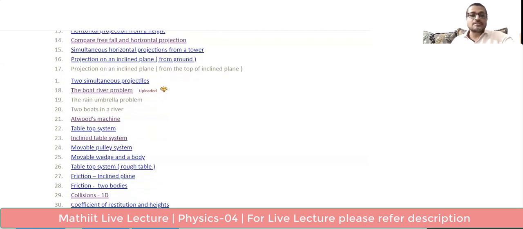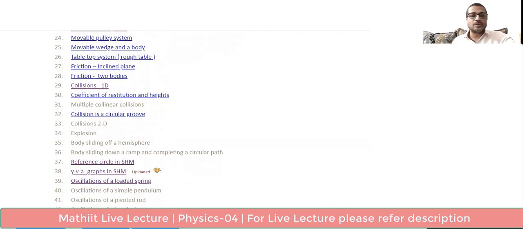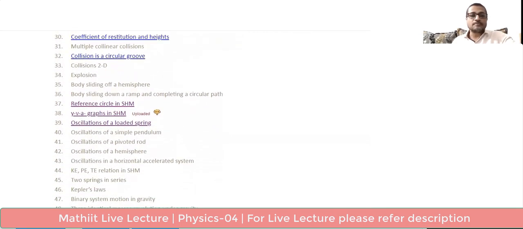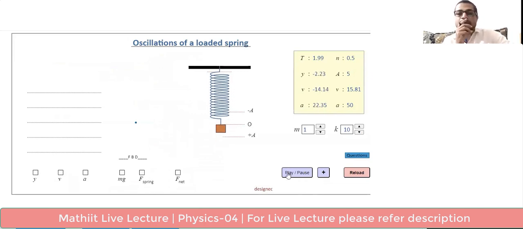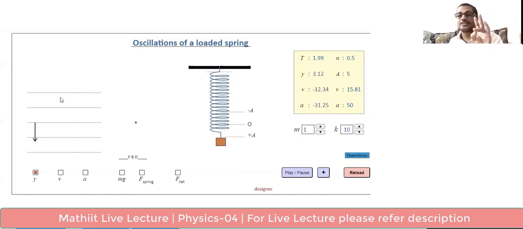Then let me tell you another instance where it is used. Boat river problem I have already shown you. This one, oscillations of a loaded spring. Suppose a body is attached to a spring and you set it into oscillations. You can see that the spring is oscillating. Now, if you look at the displacement of the body, this brown body, when this is going down, the arrow is going down. When it is going up, the arrow is going up. So isn't this continuously changing direction? If this is changing direction, should you not keep track of where the body is along with the plus and minus sign? That is where your vectors become useful.